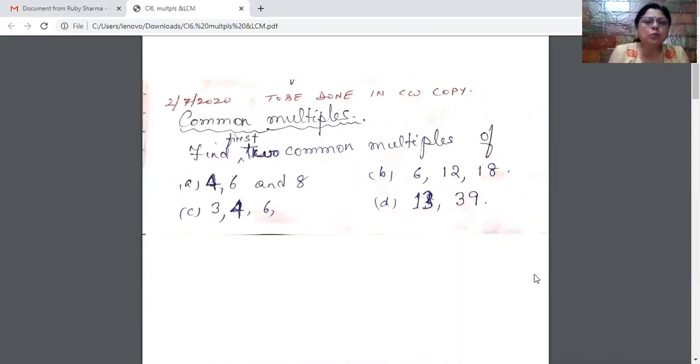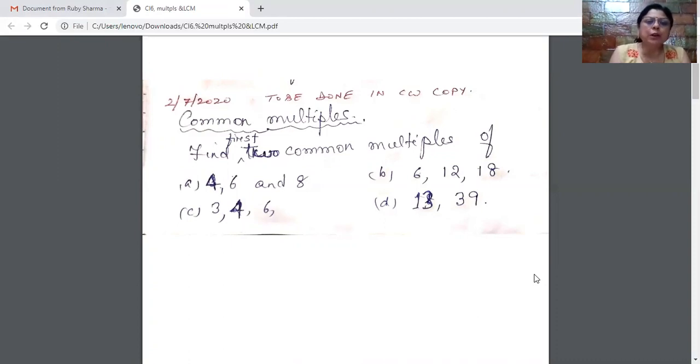Now if they tell you to find common multiples, you can find any multiples of the numbers and then find any two common multiples. Now what do you understand by common? Common means it has to be present in all the numbers. Isn't it? Sometimes we speak about common: what is common between the two, or what is common between the animals, or between the two persons? So it should be the same.